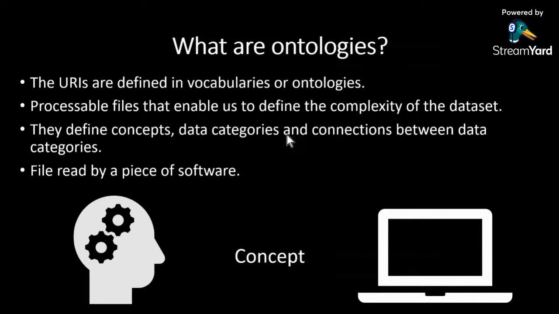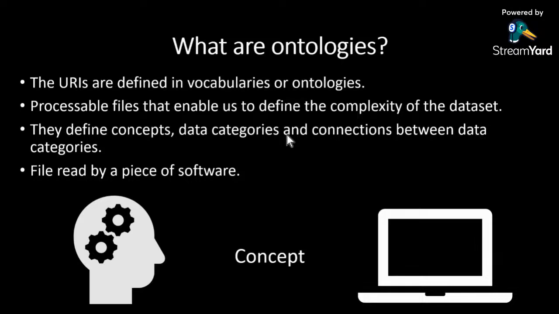So finally, the last technology that I mentioned in this linked open data recipe is the ontologies. So ontologies are vocabularies that allow the modeling of any possible domain of knowledge. And they are processable files that enable us to define the complexity of our data sets. And what they do is that they define concepts, data categories, and connections between the categories.